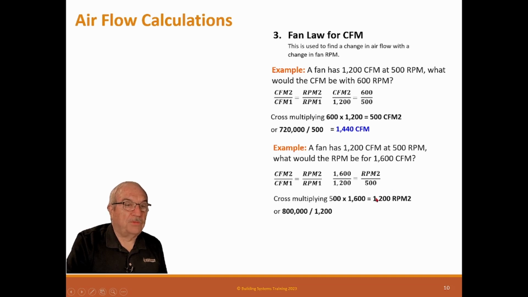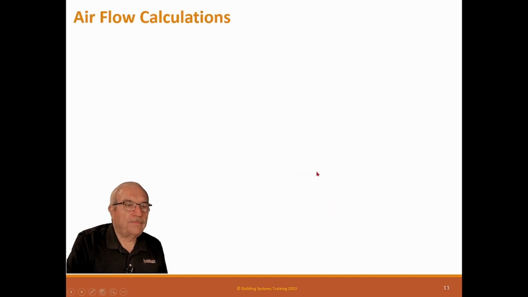And we simply do the cross multiplication again. We get 500 times 1600, times 1200 times RPM2. So that ends up being 800,000 divided by 1200, which equals 667 RPM. So this cross multiplication is the easy way to do these formulas.